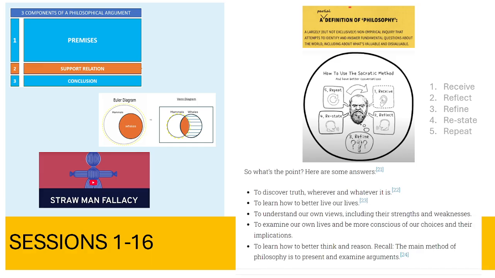Because if an argument's invalid, we don't have to take the argument seriously at all, because even if everything the person said in the premises is true, it could still be that the conclusion is false. So when we're engaging in Socratic dialogue, we want to make sure the arguments are formed well, and then we can figure out which of the premises are most likely to be false, and focus our attention there.